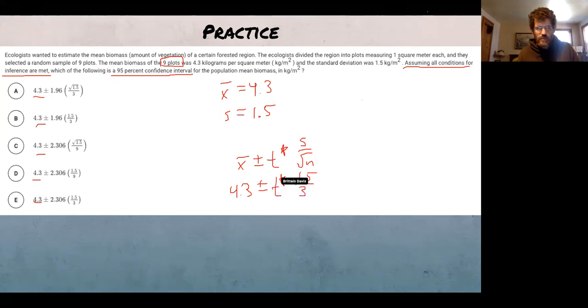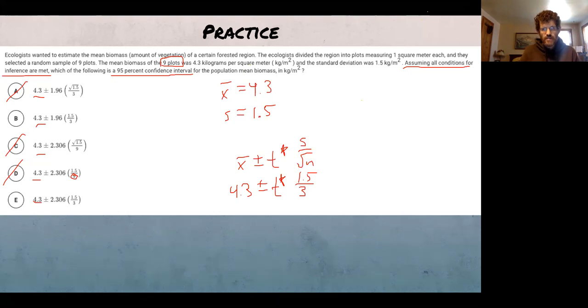But just with this much information, we can rule out a few possibilities. Anything with the square root in it still can be canceled out. This one has 9 in the denominator, so that's not going to be it. So it's 1.5 over 3. And now we could even use intuition. We don't need to go to the t-table for this. If this was a z star critical value, then I know the 95% z star value is 1.96.